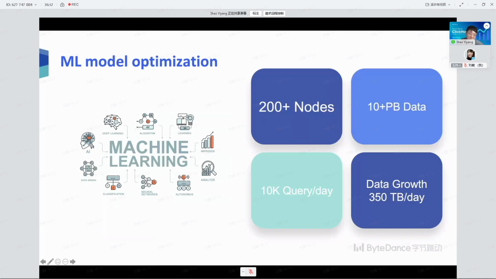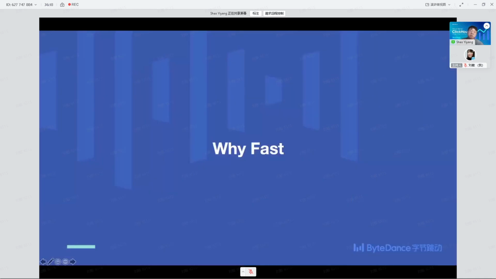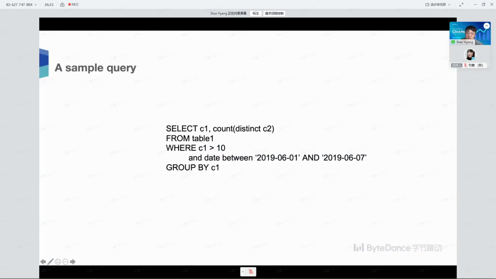So that's several examples of how we use ClickHouse in ByteDance. But you may be wondering why ClickHouse can support this large amount of data processing and give the analytical results in sub-second or even just several seconds of time. So let's take a simple look from a sample query.